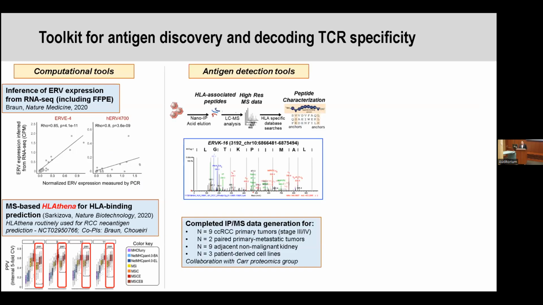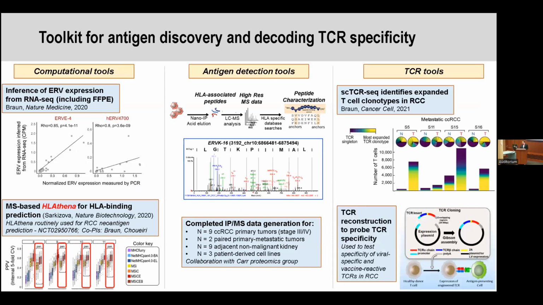Physical tools for antigen detection. These are immunopeptidomics, where we can actually immunoprecipitate off class 1 molecules from tumor cells, elute peptide, and physically detect the presence of individual peptides. This was done in collaboration with Steve Carr's group at the Broad. And then TCR tools, and these are now pretty established tools for single cell TCR sequencing, where we know the full alpha beta paired T cell sequence, but also the ability to then reconstruct them in primary healthy T cells and actually probe their specificity. So we do have a good toolkit for antigen discovery.